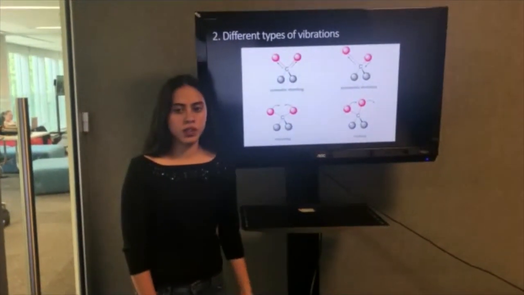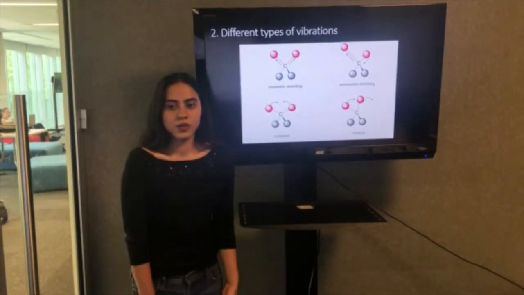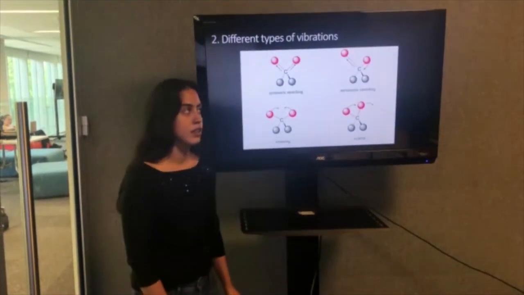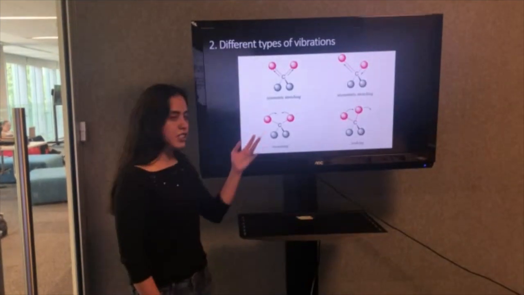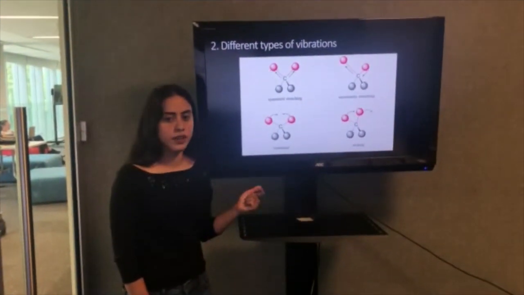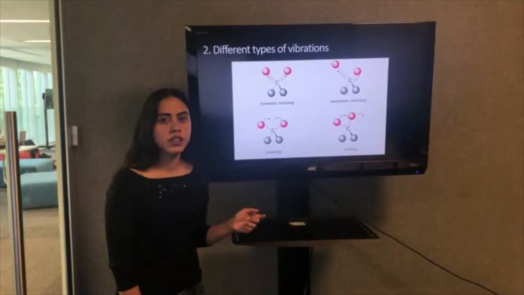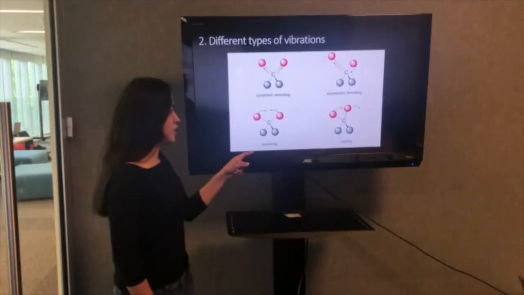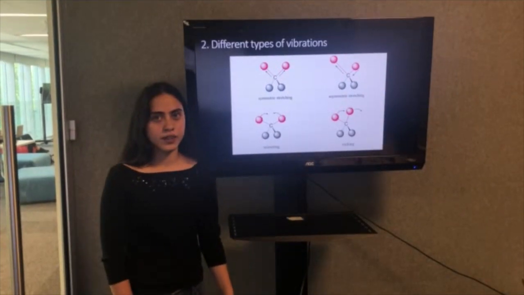In complex molecules, it is useful to analyze the symmetry of their vibrations to determine which are active. Symmetric stretching is not active in infrared because the dipolar moment is not altered, but antisymmetric stretching, scissoring, and rocking are active.